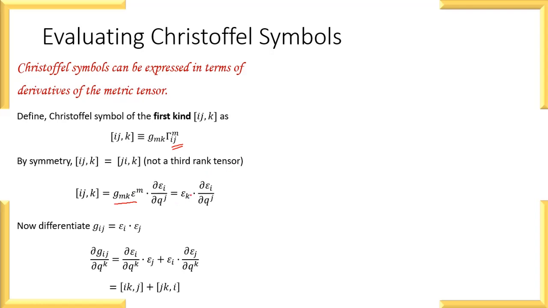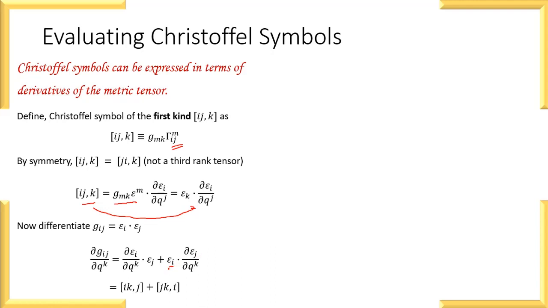Now let us differentiate g_ij. We know that g_ij is nothing but the dot product of the basis vectors e_i · e_j. Therefore, the differentiation comes in as differentiation of products. Therefore, ∂/∂q^k of g_ij will be ∂/∂q^k of e_i dot e_j, plus the other term. By comparing it with the product, we can write it as [ik,j] and also [jk,i].